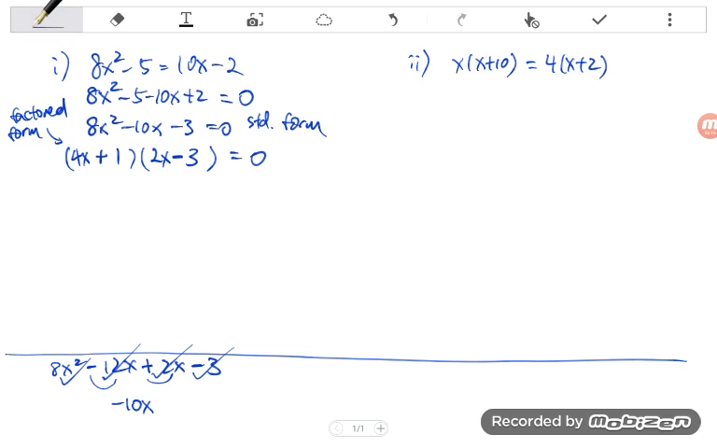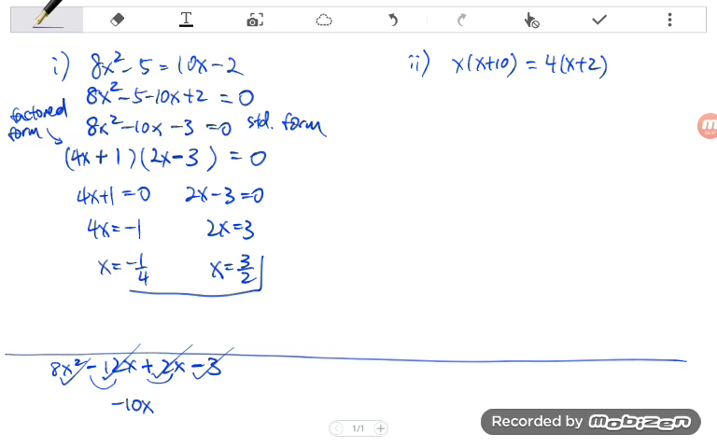Alright, that means we can continue with solving the equation, and we can actually apply the zero product property now. So 4x plus 1 is equal to 0, or 2x minus 3 is equal to 0. So 4x is equal to negative 1, x is equal to negative 1/4. 2x minus 3 equals 0, 2x is equal to 3, x is equal to 3/2. So my x can be either one of those two values. Alright, that's the first example.